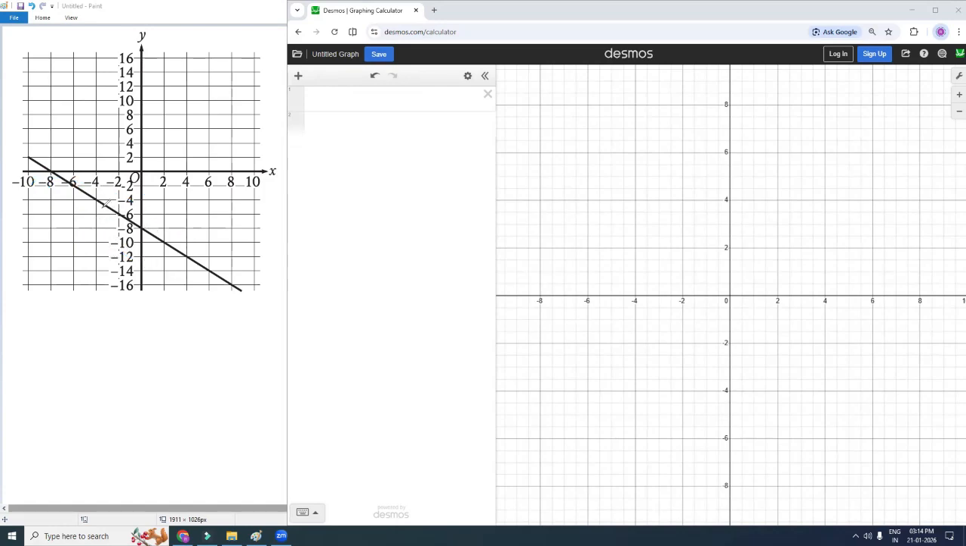For that, we have to choose 2 points at random on the line so that both the x-coordinate and y-coordinate are integers. Okay, let me choose this point. Actually, this is the x-intercept of the line. The x-coordinate over here is -8, y-coordinate is 0.